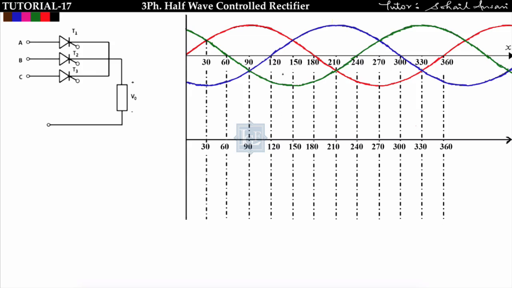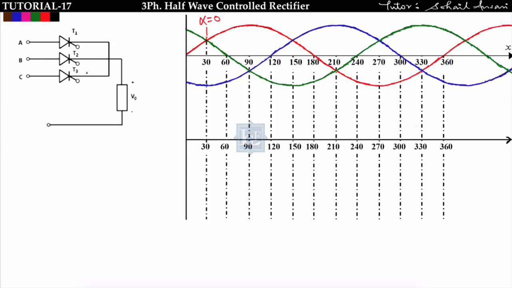Now see here, I am taking omega t equal to 30 as alpha equal to 0. Alpha is the triggering angle, so alpha equal to 0 is taken at omega t equal to 30. Why? Because for the half wave diode rectifier, the diode starts conducting from omega t equal to 30. This is the point at which conduction starts. That's why for the thyristor we are taking alpha equal to 0 at omega t equal to 30.